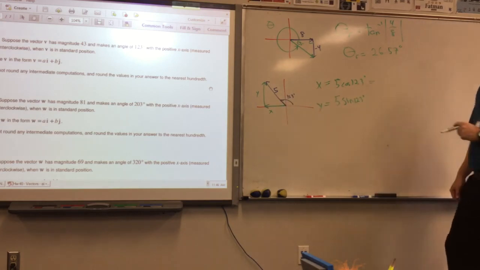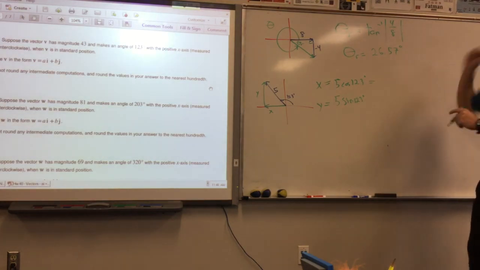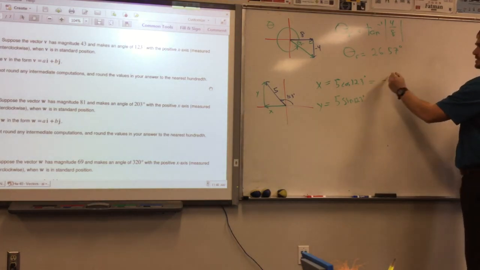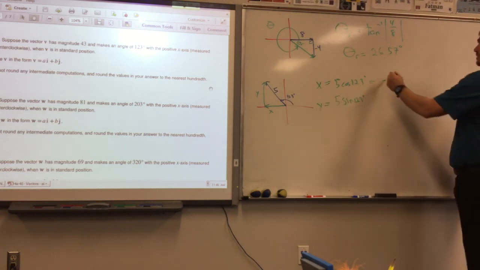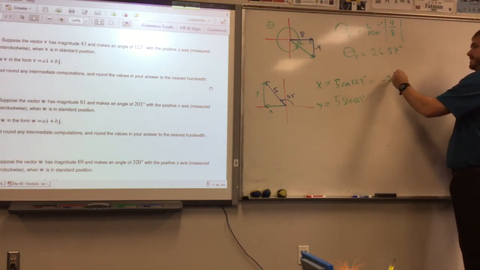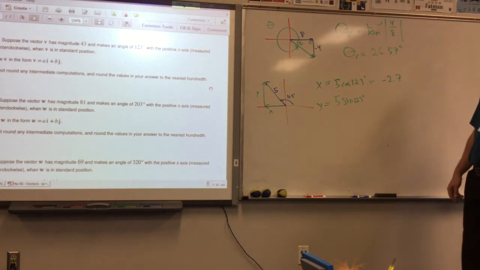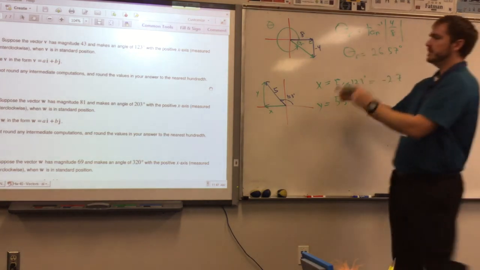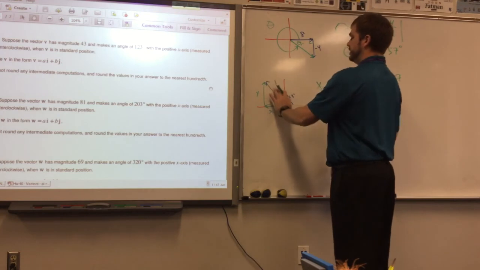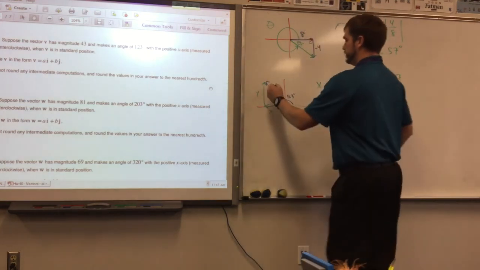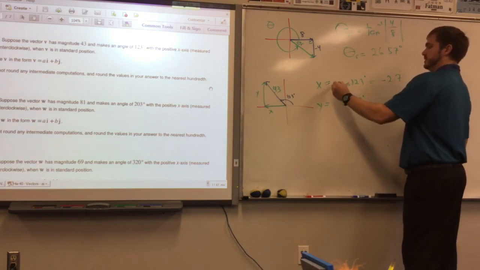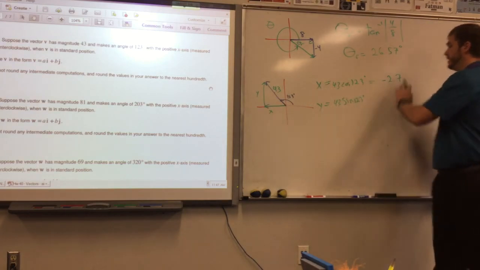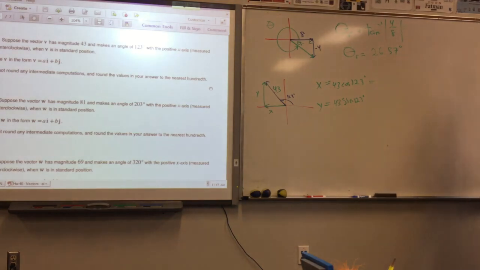So, 43 cosine 123 degrees is? I'm sorry, you said negative what? 23.42. I don't think it's 23 because it's got to be smaller than 5. Negative 2.7. Oh, I didn't do 43. Wait, where did you get 5? I don't know. I'm the one that's off here. Good job, Hannah. Magnitude 43. Yeah. Magnitude 43. You're right. All right. Now go ahead, Hannah.